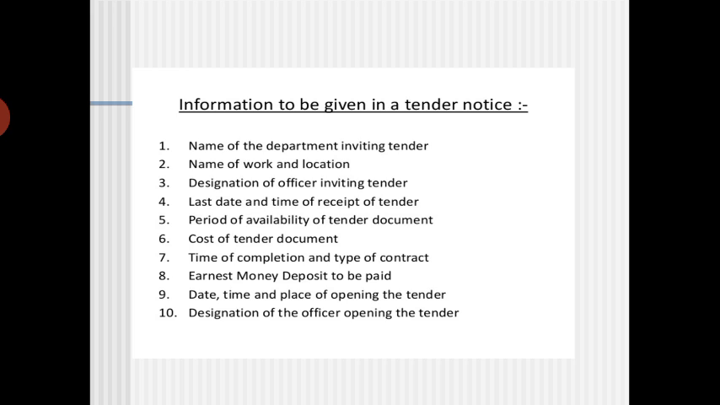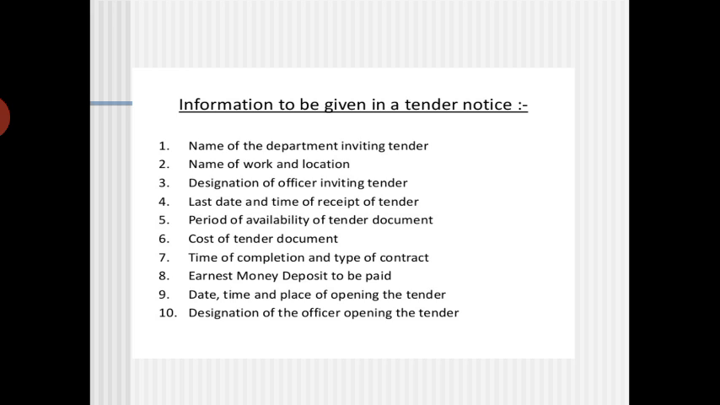So then earnest money deposit to be paid. Earnest means it is for the tendering process. You have to give some money as a deposit during your tendering process, saying that we are not violating any of the rules and regulations of the tendering process. If I'm violating those rules and regulations, the earnest money deposit cannot be given back.